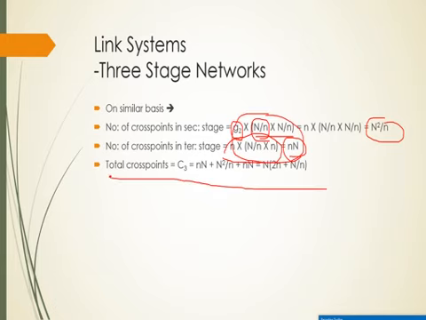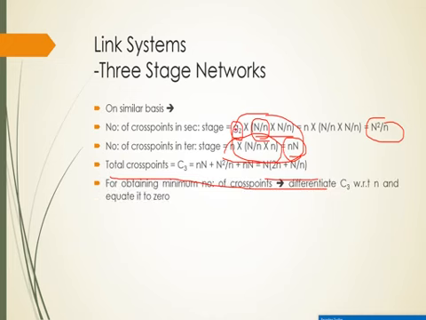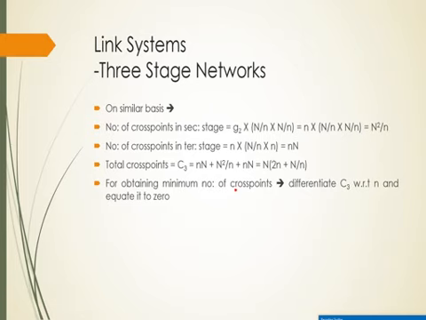Therefore the total number of cross points is the summation of the cross points for all three stages, which ends up in this equation: capital N into 2n plus capital N divided by n. Now for obtaining the minimum number of cross points, we have to differentiate C3 with respect to n and equate it to 0, as we had done for the second stage. Since this is 3, it identifies that this is a 3-stage network.